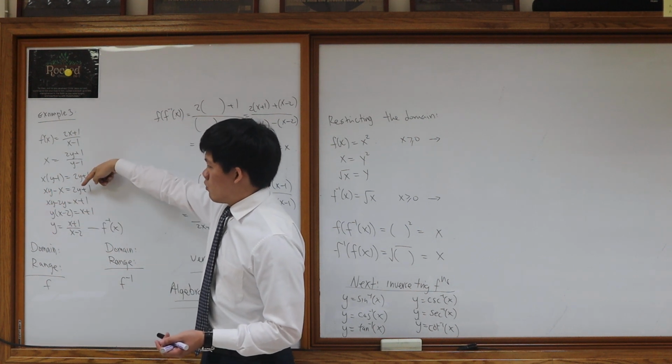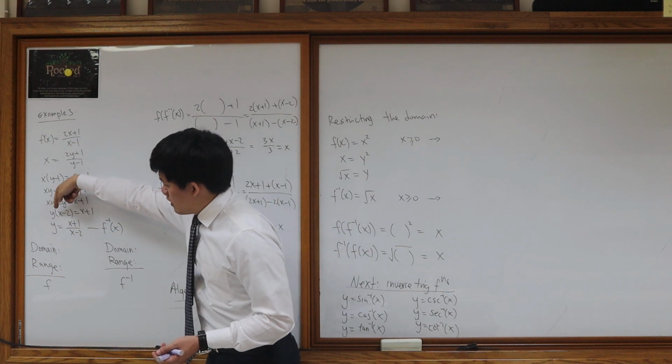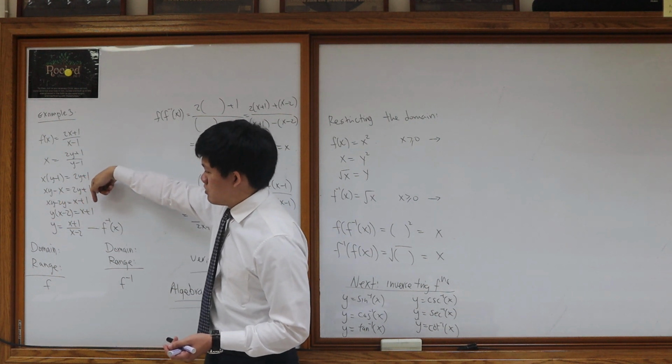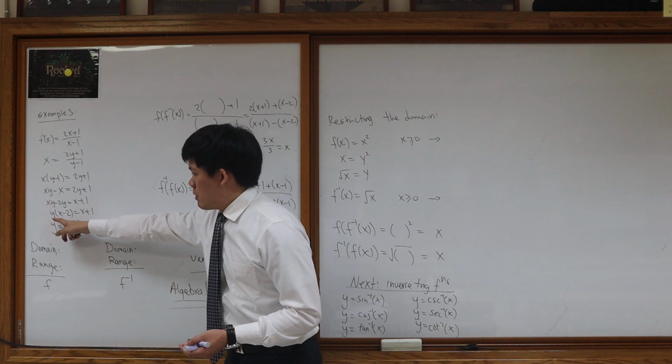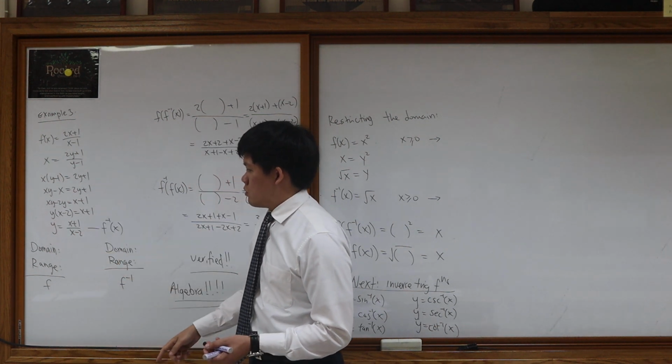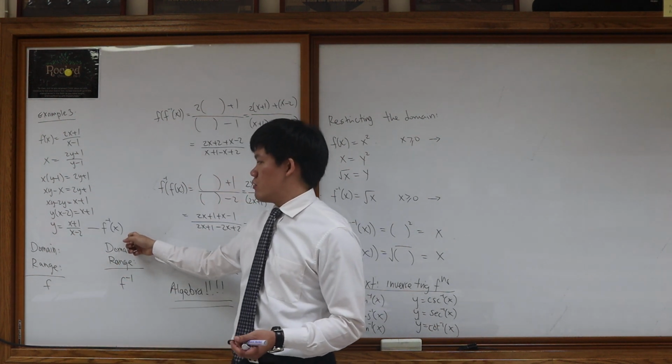So when you have y, factor the y out and get it by itself, so you have y times (x minus 2) equals x plus 1. And then you get y by itself: y is equal to (x plus 1) divided by (x minus 2). That's my inverse, my f inverse of x.